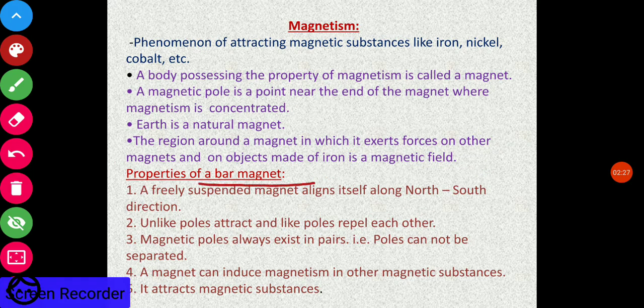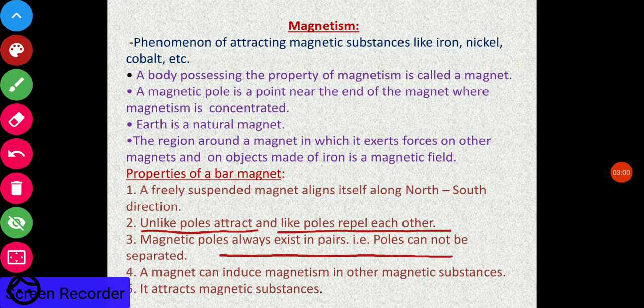Now, properties of a bar magnet. In previous classes, you have studied that a freely suspended magnet aligns itself along the north-south direction. That is, if you suspend a magnet, then automatically it will align towards the geographic north and geographic south. Unlike poles attract each other, like poles repel each other. Magnetic poles always exist in pairs. It is a very important property that a monopole does not exist.